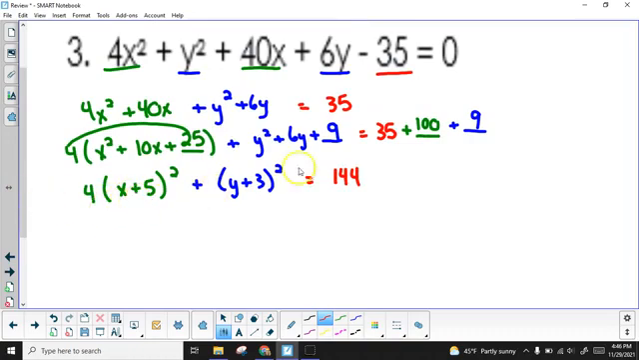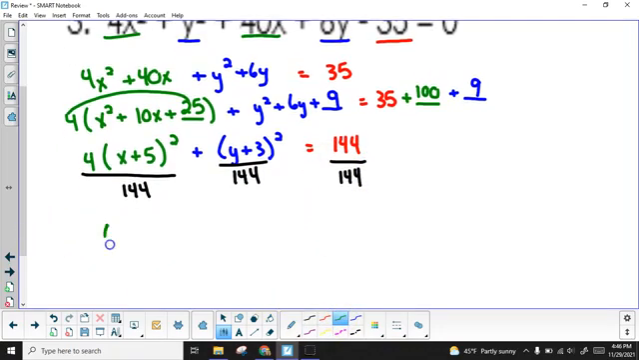We need numbers underneath our x and our y, and we need our right-hand side to equal 1. So we're going to divide by this constant, which is 144. Divide the x term by that, divide the y term by that, and divide our right-hand side. When we simplify, this will be x plus 5 squared over 36. For the y's, nothing needs to be changed. This is y plus 3 squared over 144.